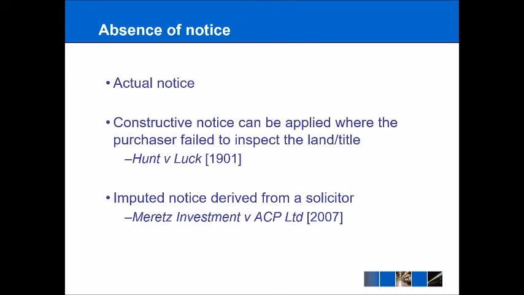We can also have imputed notice, and this is where a person's solicitor has knowledge of an equitable right, but does not inform their client. And so the client is imputed to have had notice of the rights under the land. That might seem a little bit unfair if it's the solicitor's fault, but then the purchaser would be able to sue the solicitor for negligence.